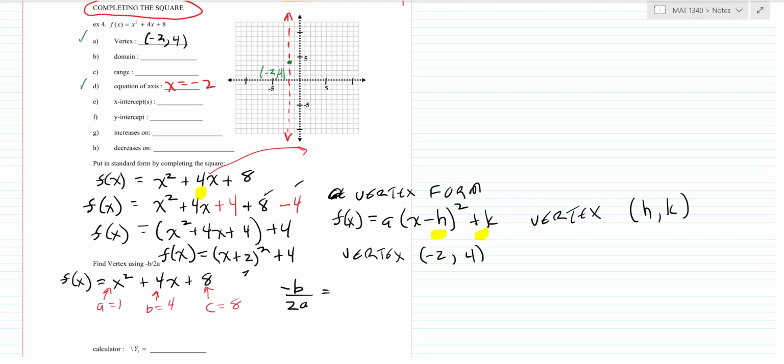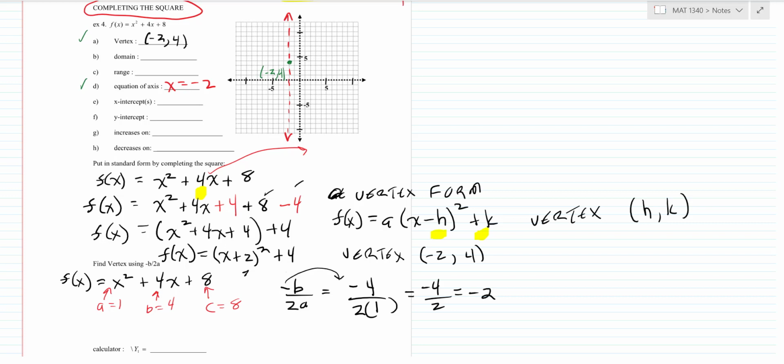So what we do is the negative comes down, and then b is 4, so that would be -4. Then 2 times a is 1. So I just write down -4 over 2 times 1. Okay, just do what the formula tells you to do. You would get -4 over 2. So that would give you -2.